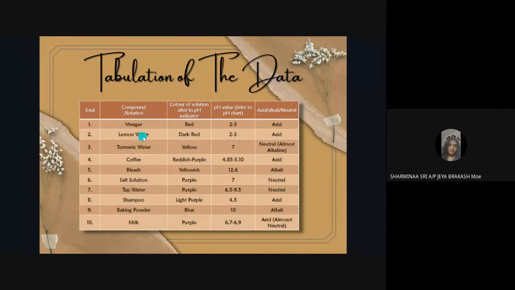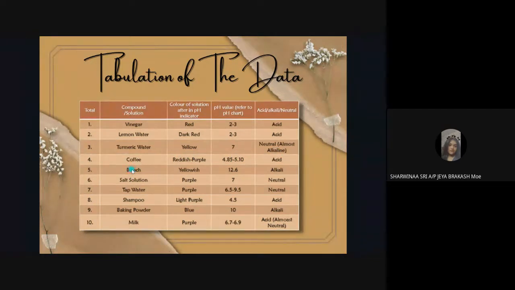First, we got vinegar, which the color changed to red. The pH value is 2 to 3, and it's an acid. Lemon water, we got dark red, the pH value 2 to 3, which is also an acid. Turmeric water, yellow, and I've got 7, it's neutral, almost alkaline.